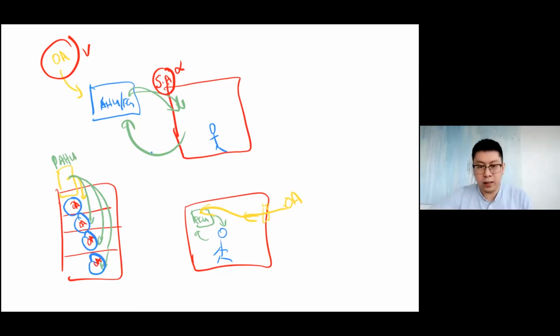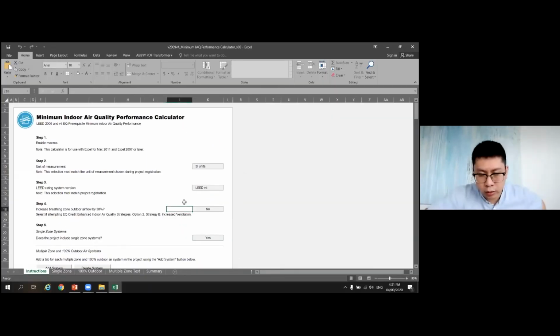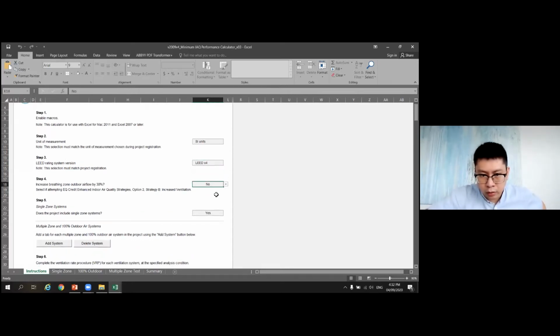Let's look at the input for the fresh air calculator. So let's go through this quickly on the calculator. First, you have a unit. Usually we use an SI unit. Next, in this case, we'll go for LEED v4. If you are designing to provide more than 30%, you click yes. If not, you just click no. Usually, if you just want to meet this prerequisite, we just click no.